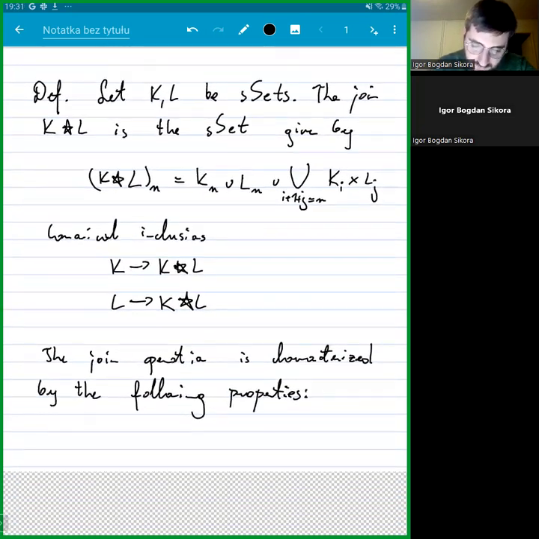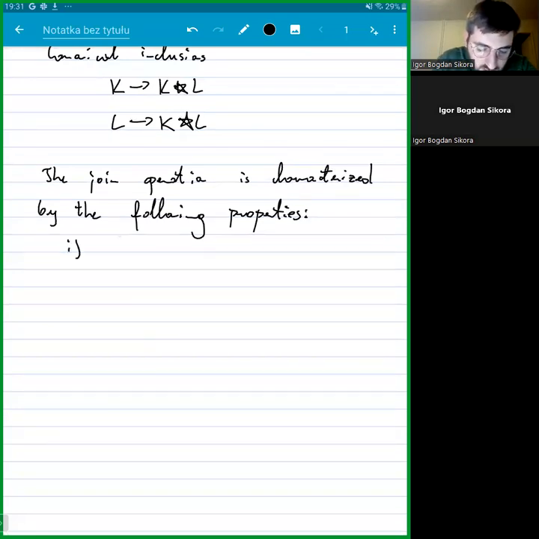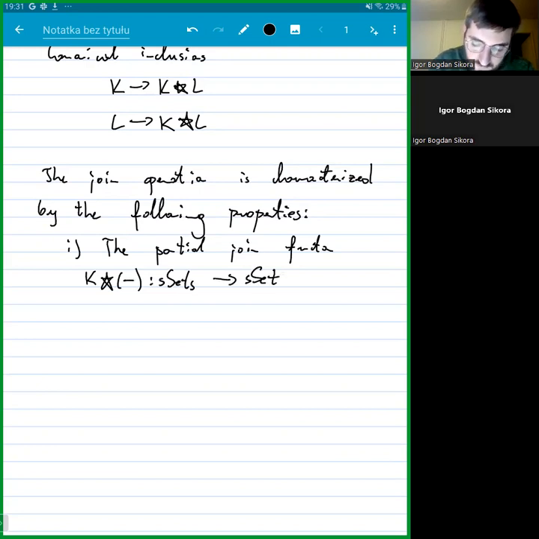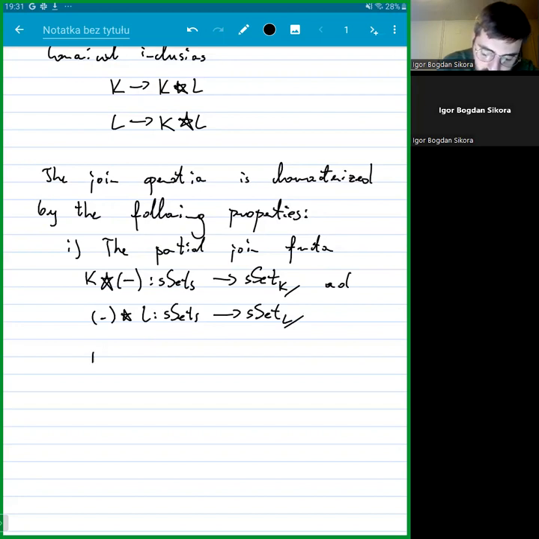So firstly, the partial join functor. By partial join, we mean that we are making a join with K, and it is a functor on the second variable from simplicial sets to simplicial sets below K. So these two functors are supposed to preserve colimits.